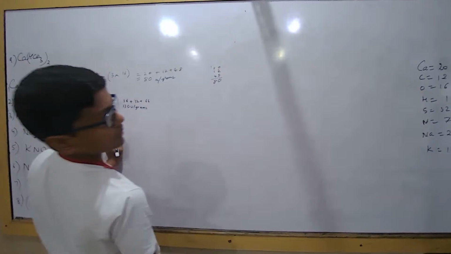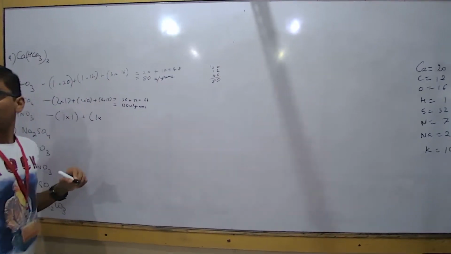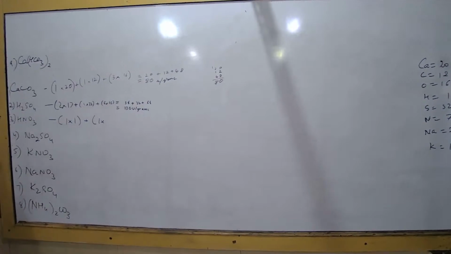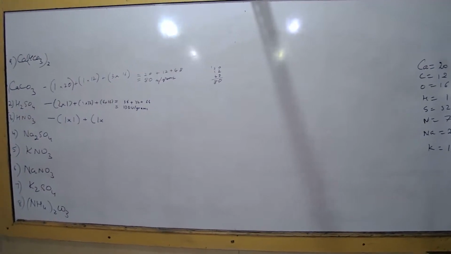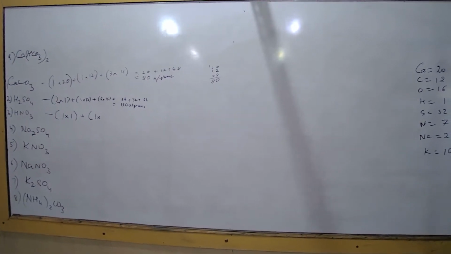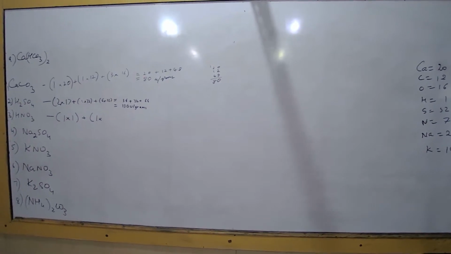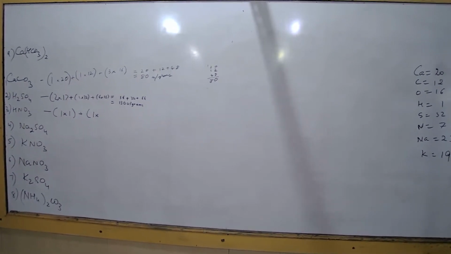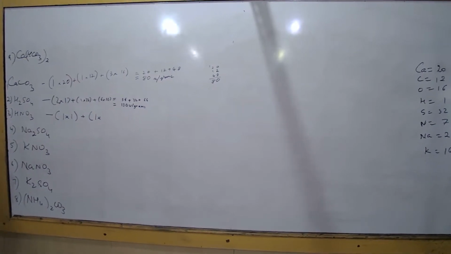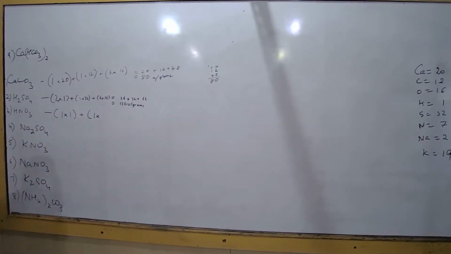That is sulfuric acid. One moment, sulfuric acid, no? Hydrogen is moved away. 2 into 1, plus sulfur is 32, no? 32 into 1. Right, plus 64, 98. Is it totally correct? 98.